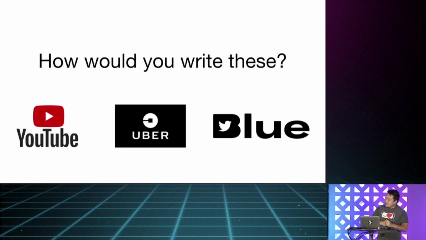So how would you write these? I'm picking three, not precisely these companies, but just these problems that they face. Like YouTube, video upload, social network, Uber, driver matching in marketplace, Twitter, but specifically Twitter Blue, and specifically one feature, which I'm going to talk about later. So YouTube, all right, I want to make YouTube.